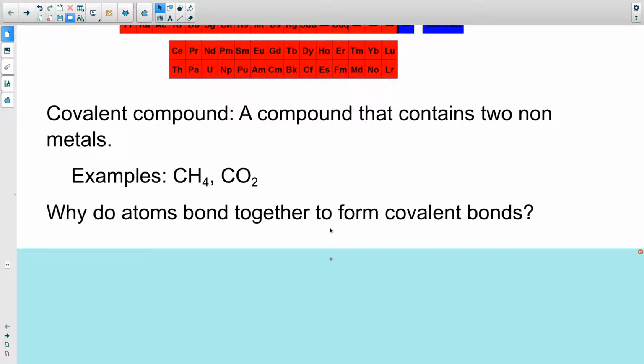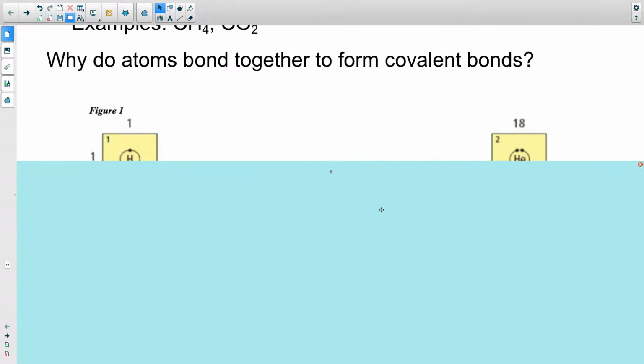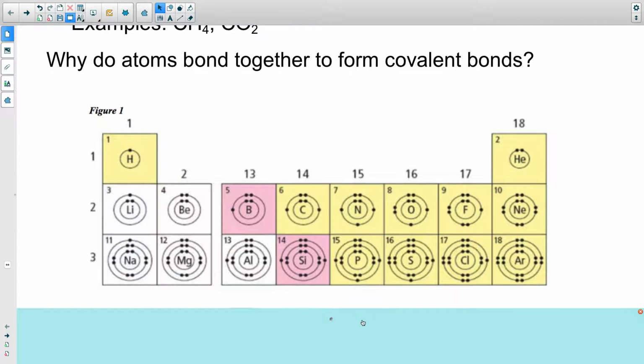So this begs the question, perhaps, why do atoms bond together to form covalent compounds? For this, we're going to return to a diagram that we looked at earlier in the quarter. Hopefully you will recall this diagram where we see the Bohr models for the first 18 elements.